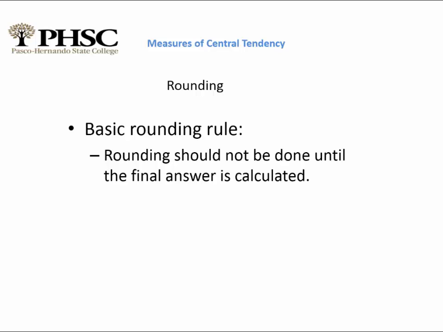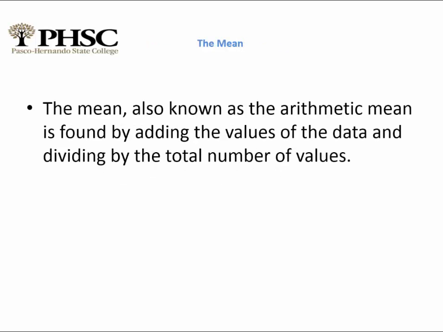I also want to talk about rounding. We have to be careful about rounding if we're going to use a value in another formula after that particular value is obtained. So don't round until your final answer. And the first thing that we're going to talk about here is the mean. The mean is also known as the average, and it's found by adding all the data values and dividing by the total number of data values.